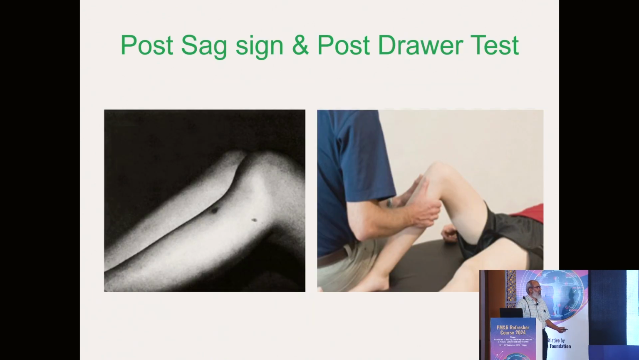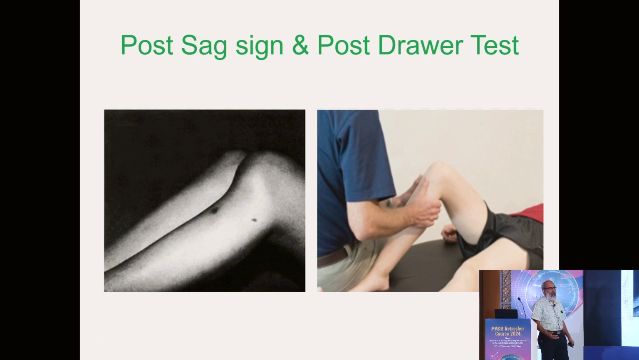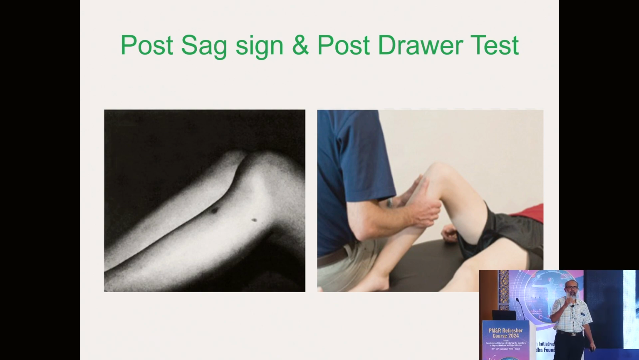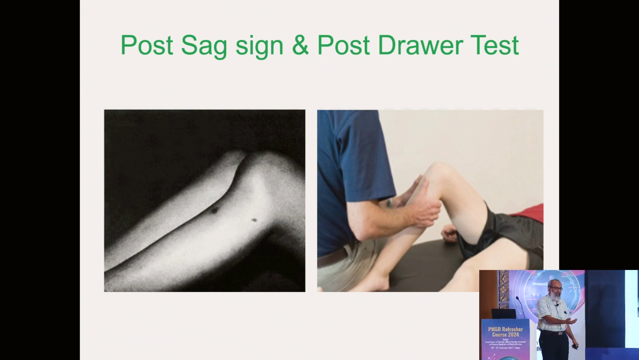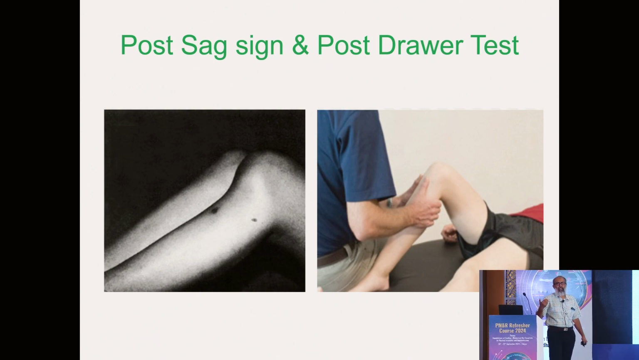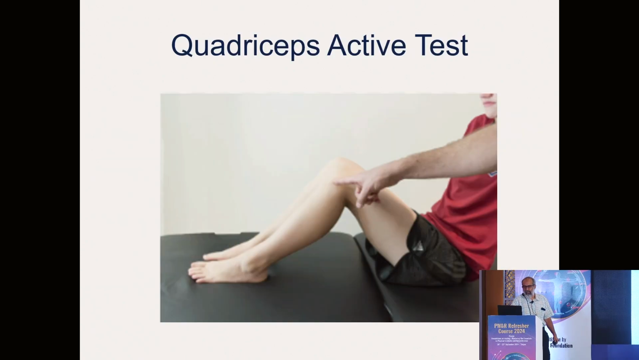So then for the posterior sag sign, the posterior drawer test, one point about the posterior sag sign: whenever you are doing the anterior drawer test, first confirm that there is not a posterior sag sign. Otherwise, relatively that will feel like a positive anterior drawer test.